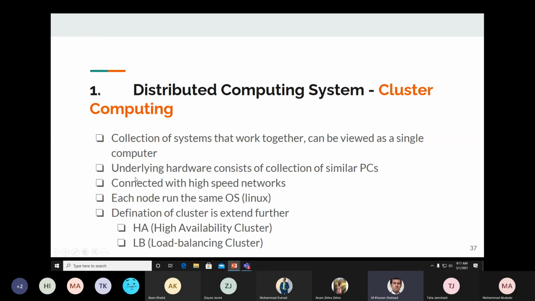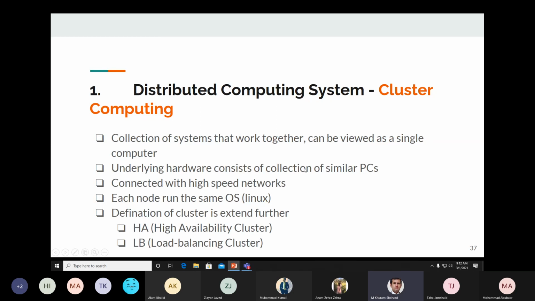Anyways, a grid computing system is a collection of systems that work together and can perform a task such as can be performed on a single computer. The underlying hardware consists of a collection of similar pieces. They can be, but in this case, let's say these are pieces having similar hardware connected with a high-speed network. Each node runs the same operating system. We are supposing this.